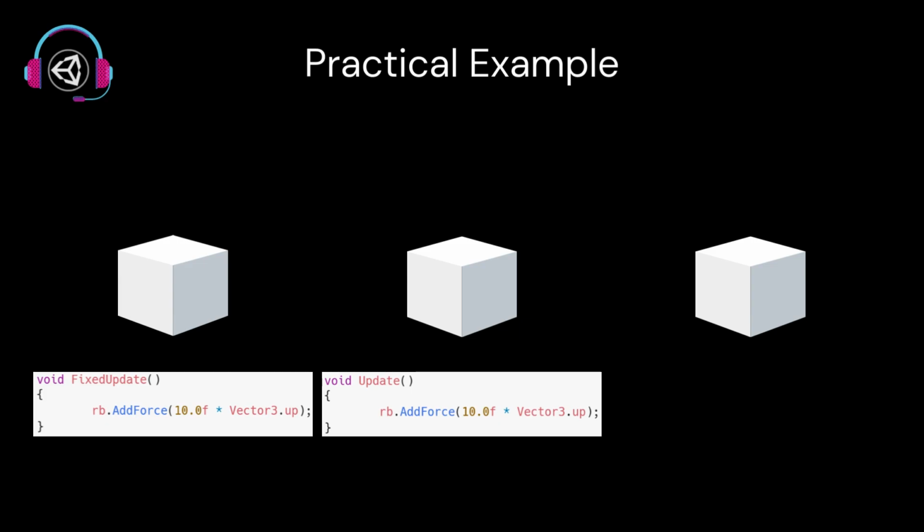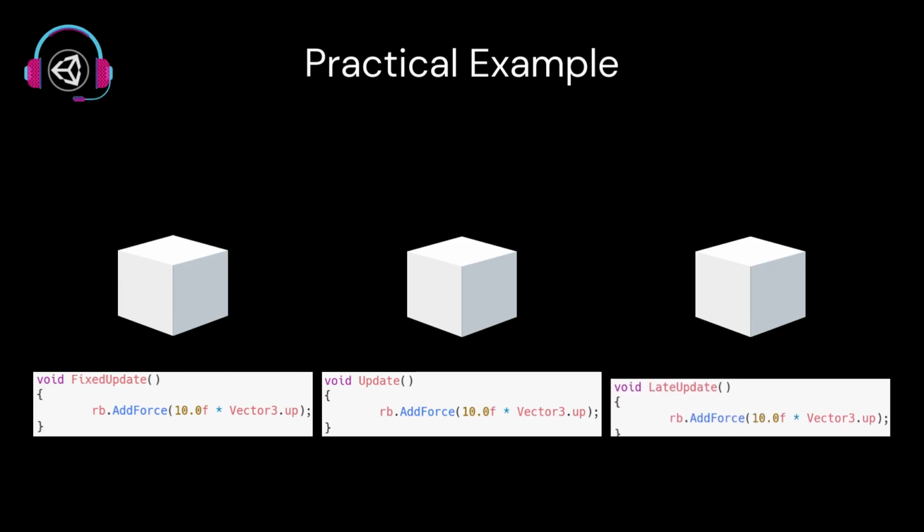Finally, on the right, we have a cube using the LateUpdate method. Here's how the script looks. In this case, we're applying the same force as the other cubes, but the difference is that the script runs in LateUpdate, which is after all the update methods have been called. While this might not look any different visually from the update method, it's important to note that LateUpdate will execute after the player or object's movement has been processed in update.